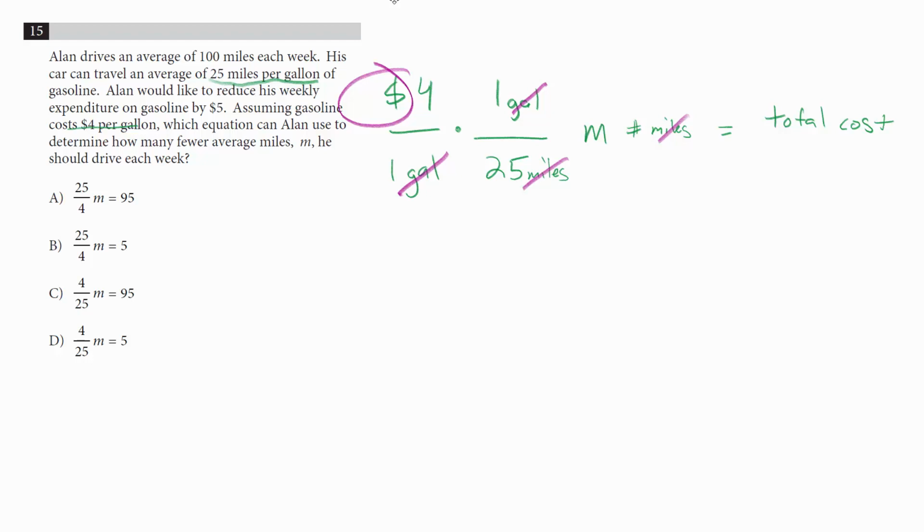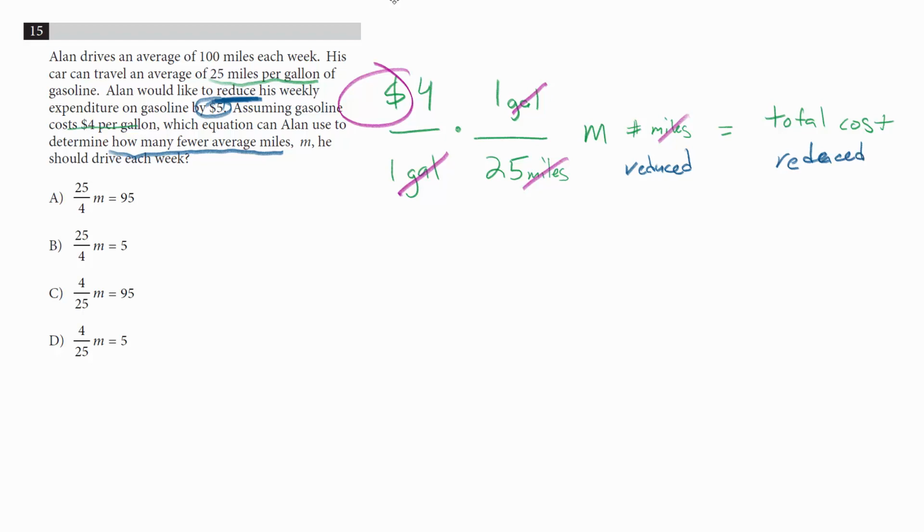But this question is kind of tricky. It's looking for an equation that tells him that he wants to reduce his weekly expenditure by $5 to determine how many fewer average miles. This isn't asking for total price or total miles. It's asking for how many miles he should go down by to get a certain dollar reduction. So we can still use this equation though, because we can just say number of miles reduced and total costs reduced.